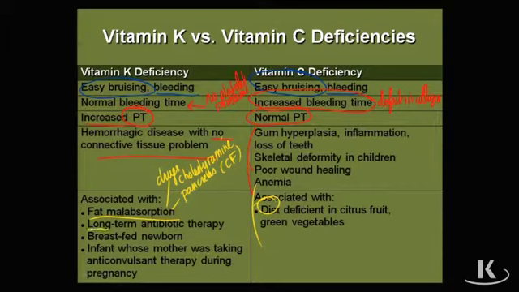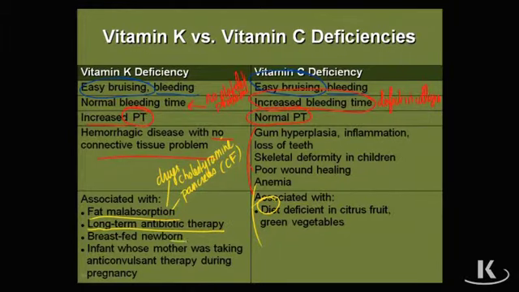If it's not fat malabsorption, it's long-term antibiotic therapy. Drugs again. Antibiotics, they kill gut bacteria. Remember that a big chunk of our vitamin K comes from gut bacteria. So no doubt, that could be a reason for vitamin K deficiency. You just have to take it for 10 days or so, and it needs to be a broad-spectrum antibiotic, maybe a cephalosporin, for instance.